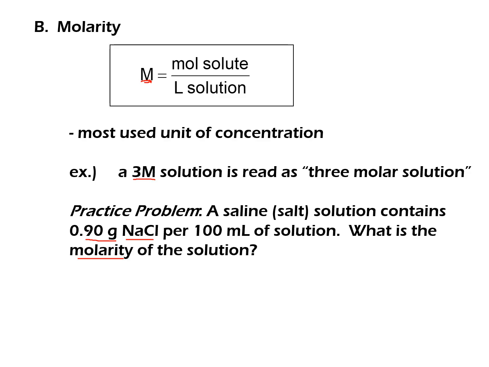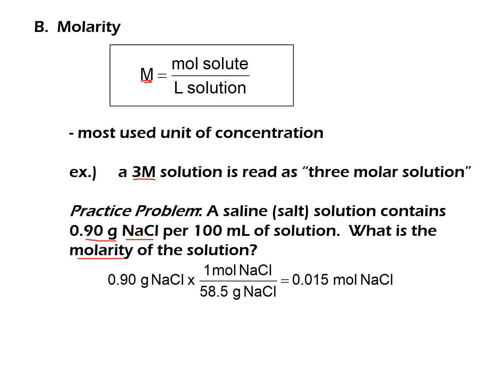Again, it doesn't help for you to just stare at the numbers that I come up with if you don't know where they came from. So make sure that you're following along. Get yourself a periodic table out. All right, 0.9 grams of NaCl. We want to change grams into moles for NaCl. All right, so 0.9 grams, that's our given.